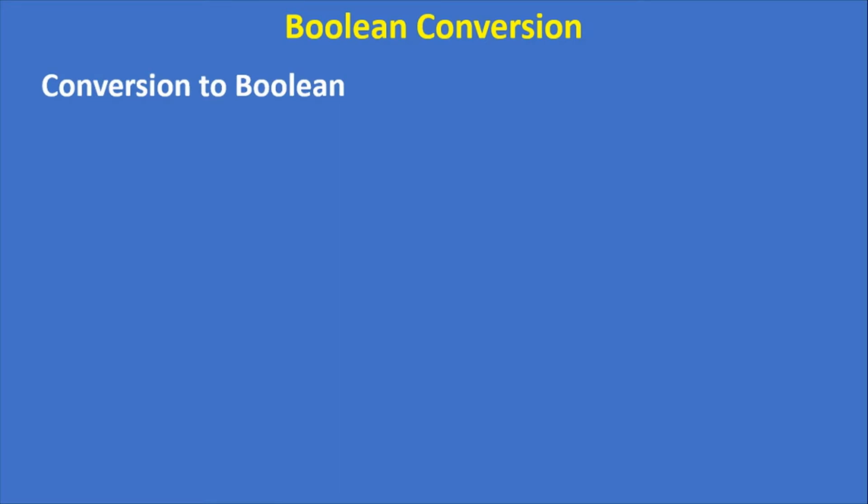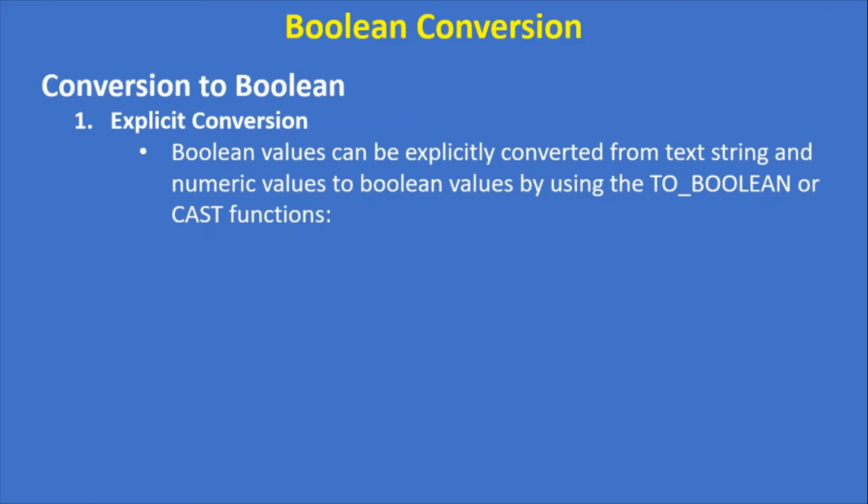Conversion to Boolean. First, explicit conversion. Boolean values can be explicitly converted from text string and numeric values to Boolean values by using the TO_BOOLEAN or CAST function. So we can convert any values explicitly to Boolean using TO_BOOLEAN or CAST functions.